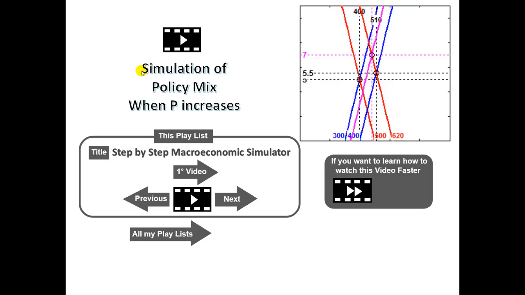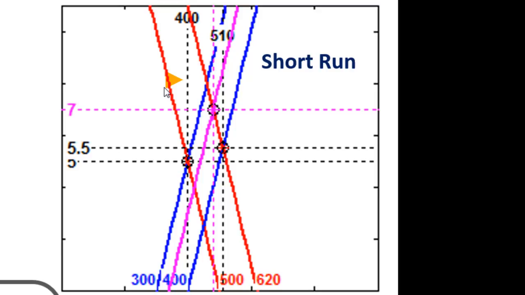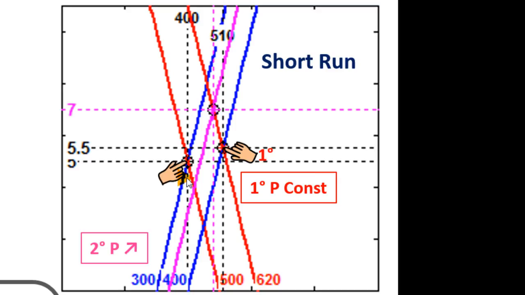Hello, in this video we are going to see a simulation of the policy mix when P increases. We have seen in previous videos that in the short run there are two effects. First, when the price level is constant, we go from here to here, and there's a second effect when the price level increases and this blue LM curve shifts from here to here, and then the economy passes from this point to this point.